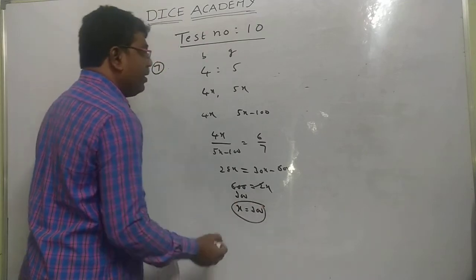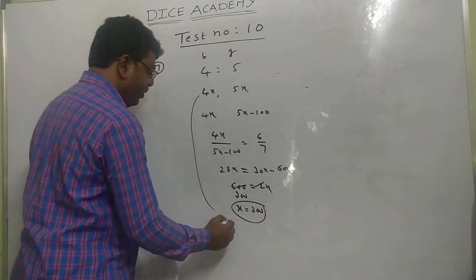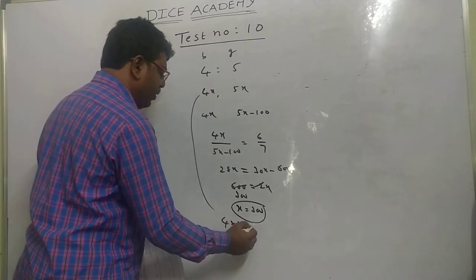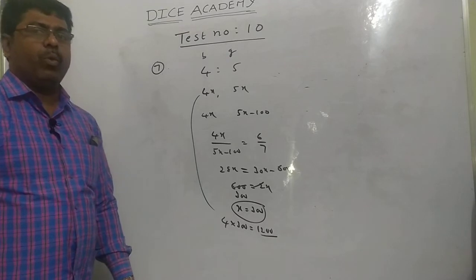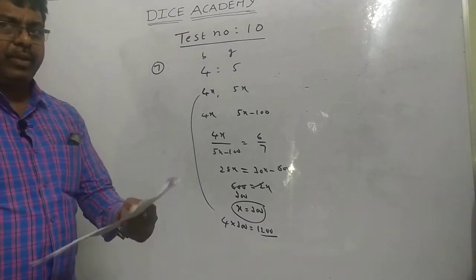This is not the answer. Our question is number of boys. 4 into 300 is 1200, the required number of boys. 1200 is the required number of boys. Next question.